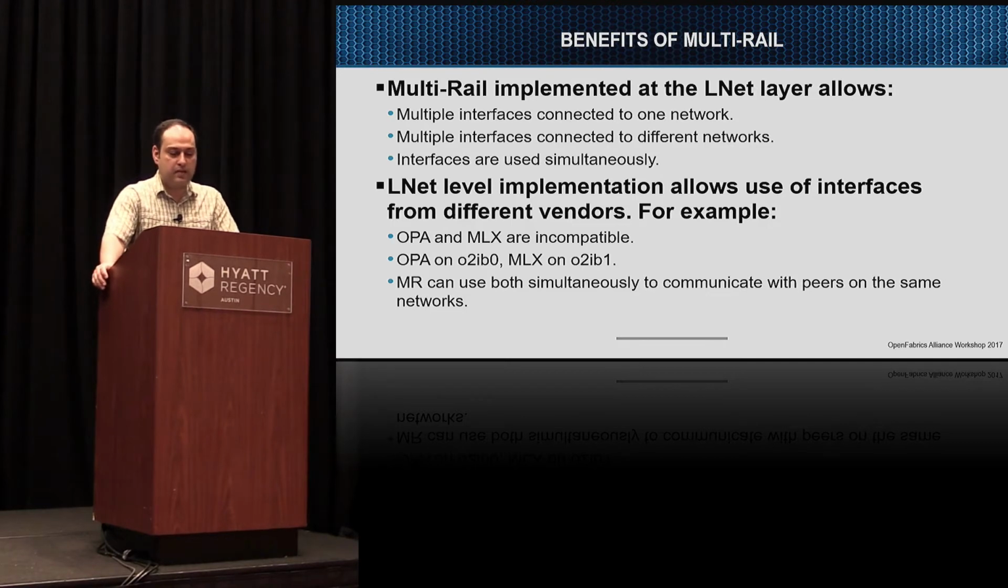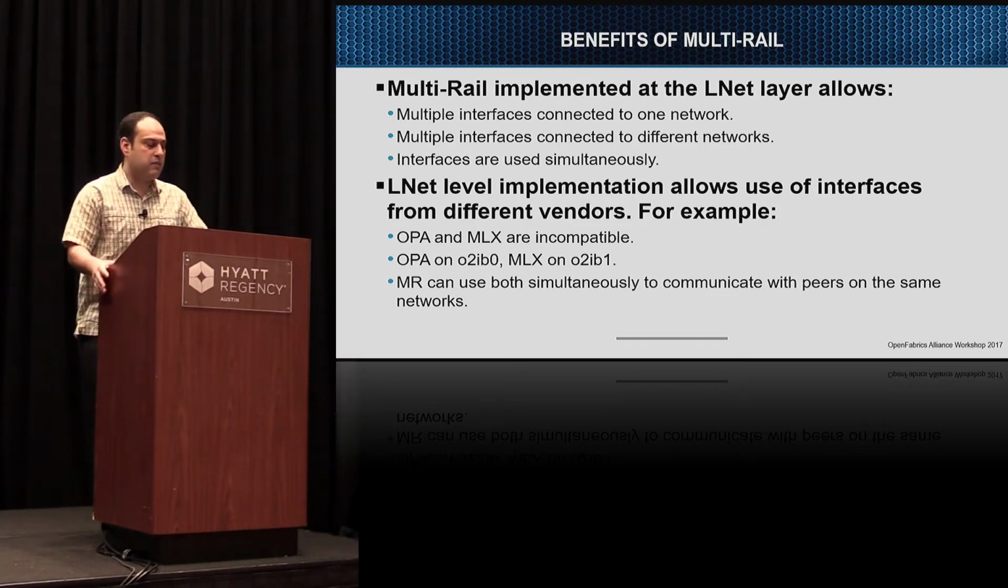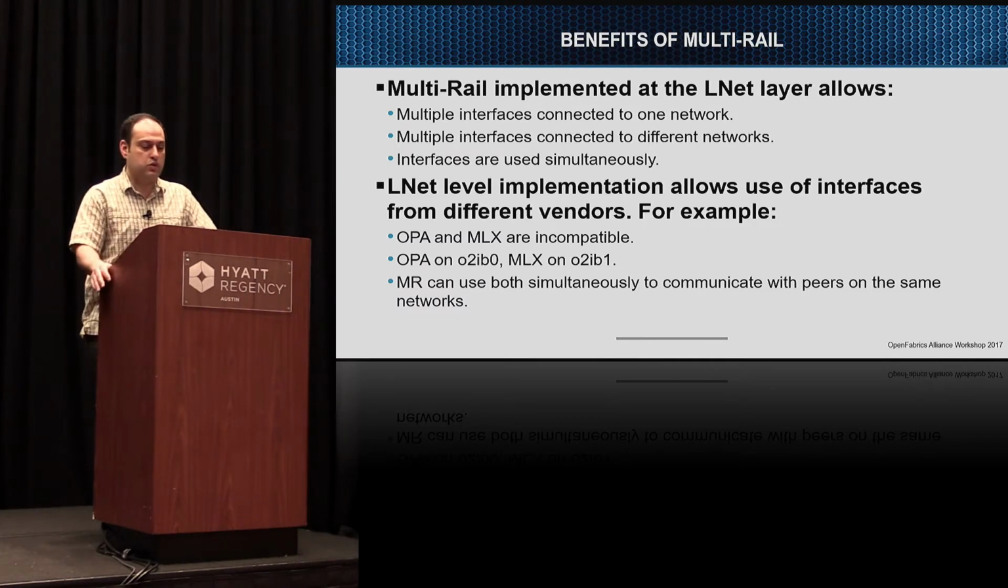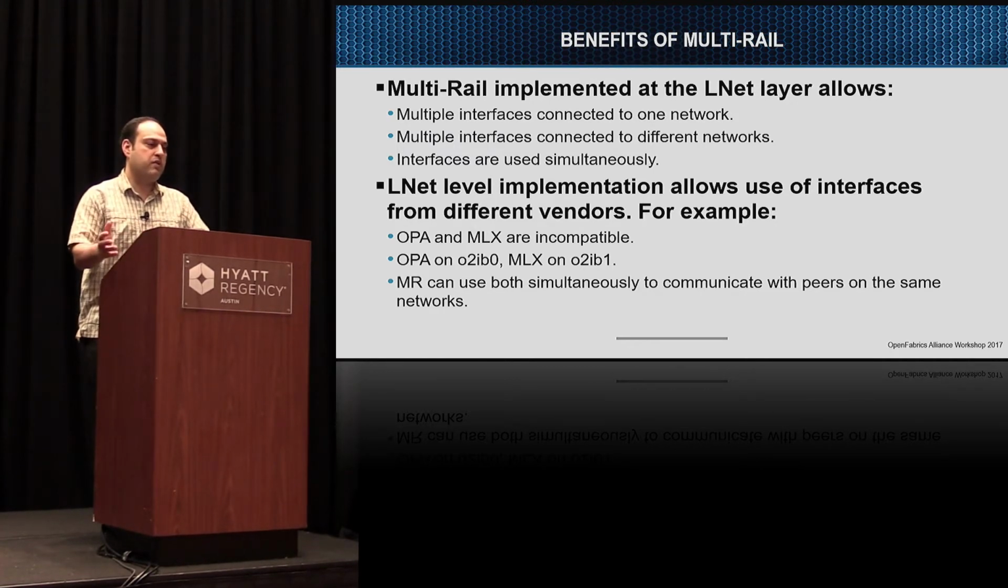And because it's at the LNet level implementation, for example, OmniPath and Mellanox are not compatible over the wire, so we can configure OmniPath on one network, Mellanox on another network, and then LNet would be able to use those networks simultaneously, even if they're talking to different machines or to nodes that exist on both networks.